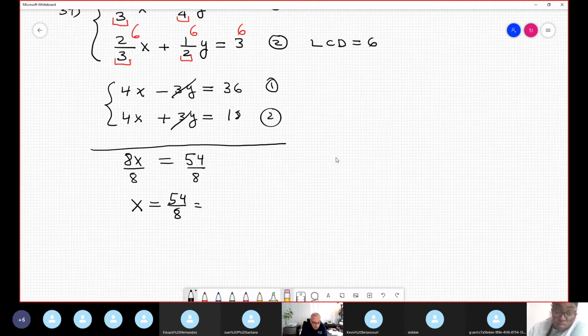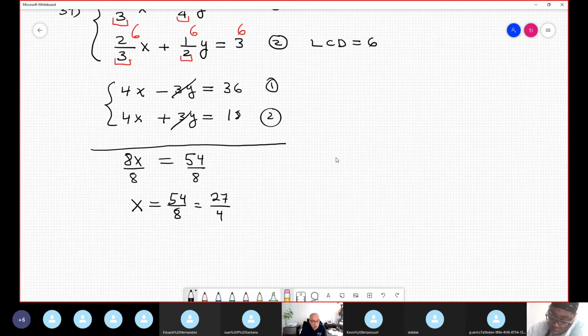I suppose we can reduce a little bit to lowest terms, because 54 is divisible by 2. It's an even number. It's 27. And 8 also is divisible by 2, giving 4. Okay, so the answer is 27 over 4. Okay, this is the X value.